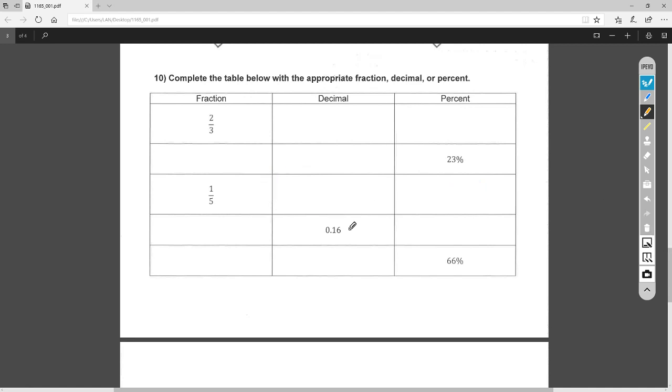Okay. The fourth one here, you have the decimal, which is 0.16. So I can already say this is 16 hundredths because there's 2 decimal places. And then the percent, 2 places to the right, which would be 16%.